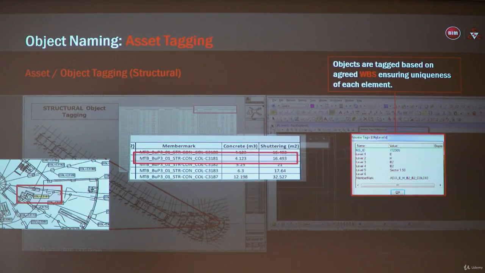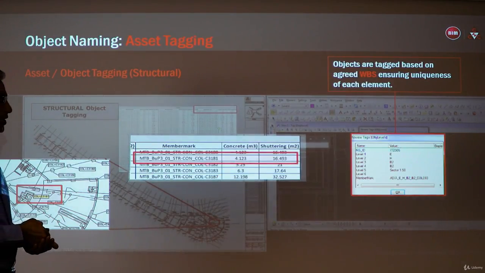As you can see, this is level 1. This is the building, which is beer number 3. This is the floor, first floor. This is structural concrete, and this is the column. And this is the unique number of that column. And what you can see is the concrete quantity and the formwork quantity.